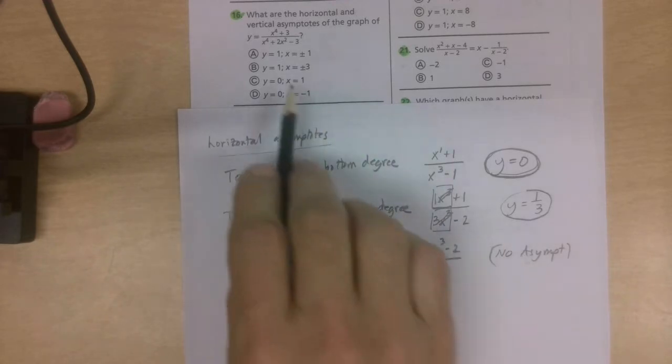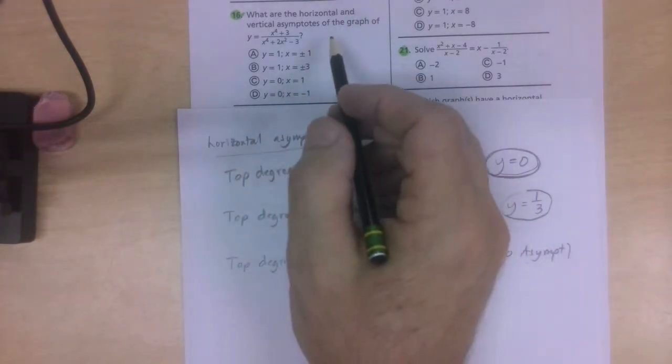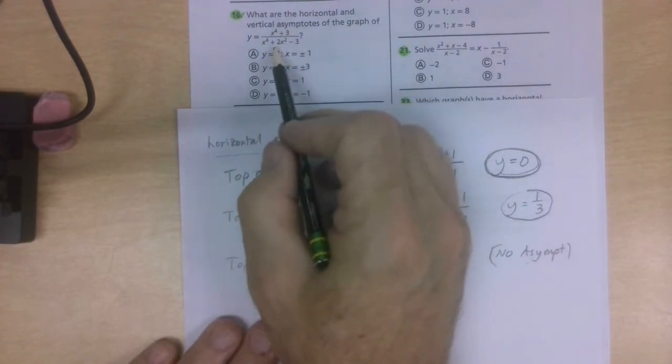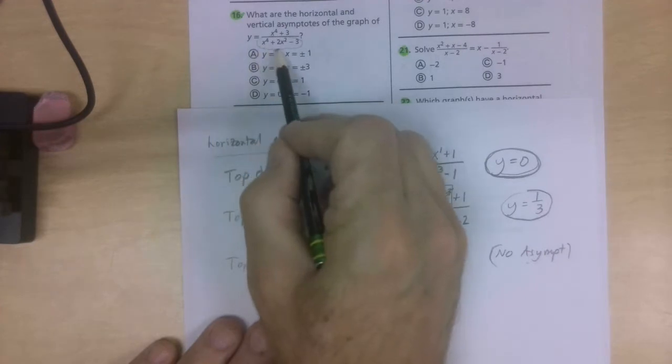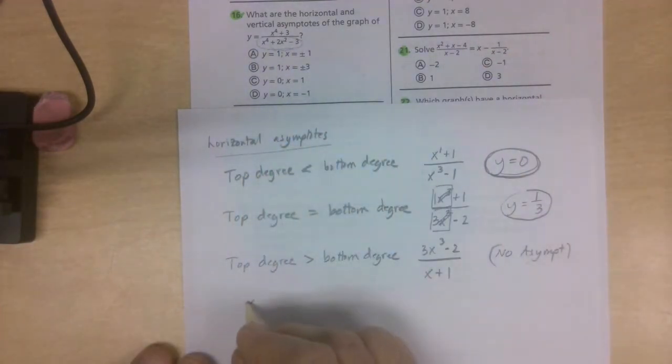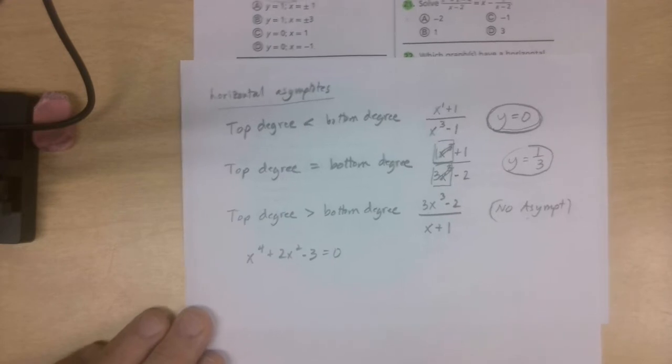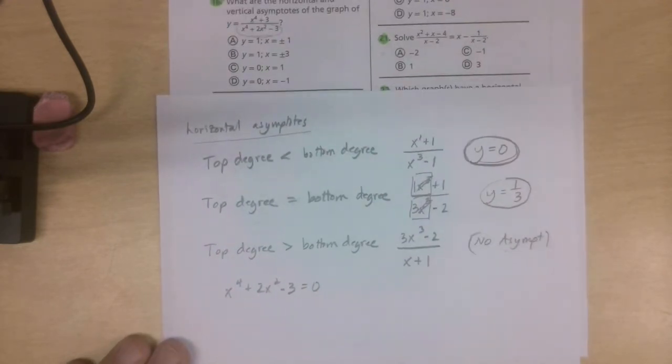So with that in mind, let's do the easy part first. And, well, it's not so easy. The vertical asymptotes we're going to get from our domain in the bottom. So let's take a look at this. x to the 4th plus 2x squared minus 3 equals 0. So we're trying to find out what x cannot be. So I'm going to slide this up.